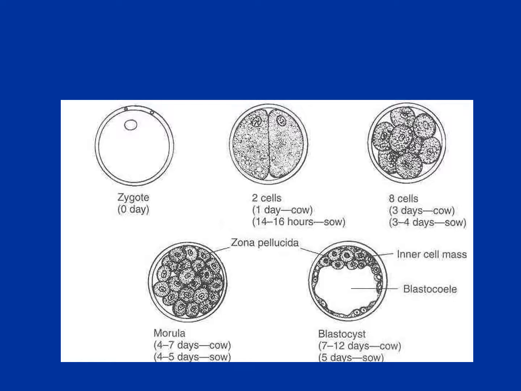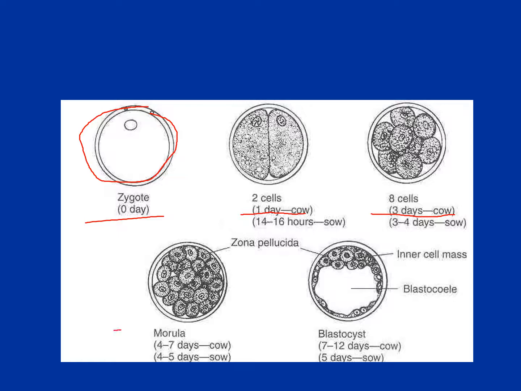So here we have that developing embryo. At the time of fertilization, we're a single cell, and after fertilization, we call the individual a zygote. After day 1, we'll have 2 cells. At day 3 in cattle, we have 8 cells. So it goes from 1 cell to 2 cells to 4 cells to 8 cells.